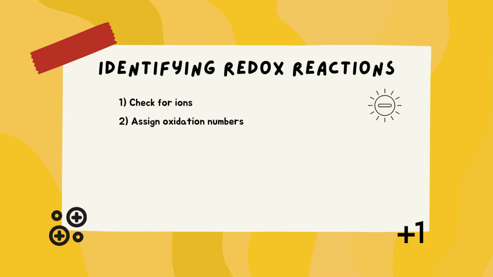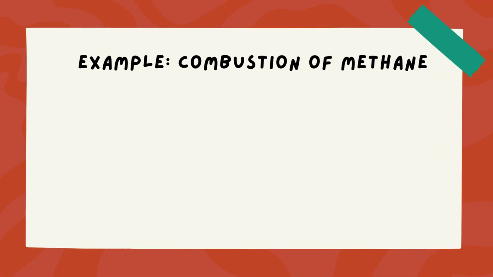Next, we use oxidation numbers. We assign oxidation numbers to the atoms on the reactant side of the equation and on the product side of the equation. Let's now consider an example. In this case, we have the combustion, or burning, of methane. The equation for that is CH4 gas, which is methane gas, plus molecular oxygen, or O2 gas, and that yields two products, carbon dioxide, or CO2 gas, and water, two molecules of water, H2O.